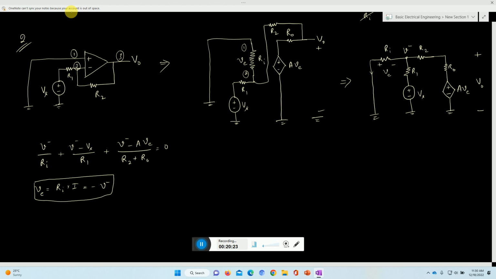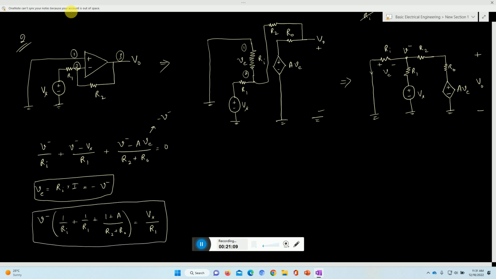If I substitute the value of VE as minus of V minus, I can rewrite this. V minus is taken common, and I can write 1 by Ri plus 1 by R1 plus, with VE being minus of V minus, 1 plus A divided by R2 plus R0, this entire thing, and that is equal to Vs by R1. So this is what we get for the V minus value. Let us hold it here: this is the value of V minus in terms of Vs, because this multiplication term will go to the denominator.